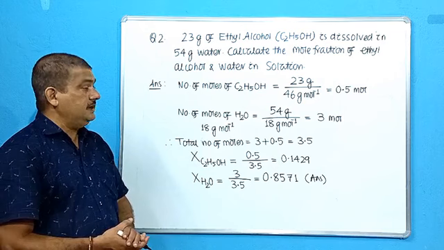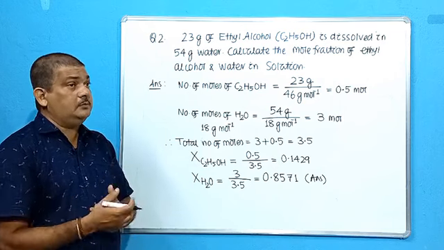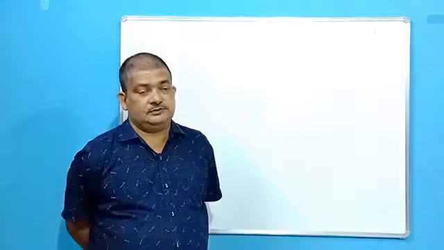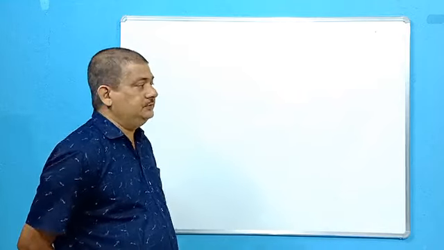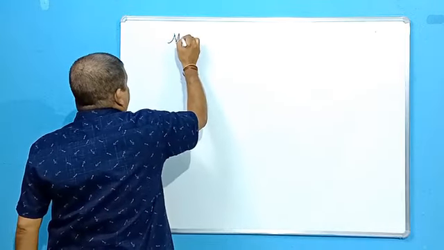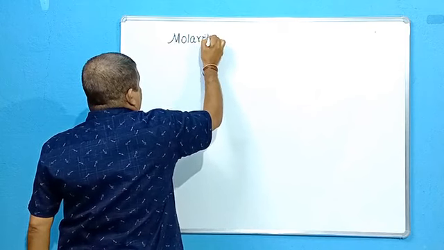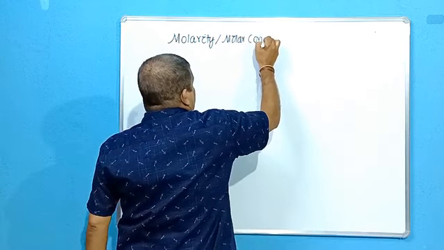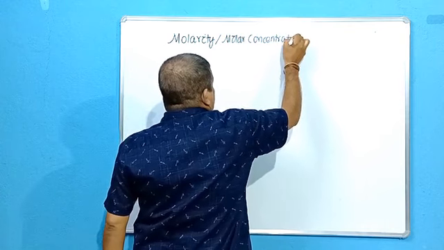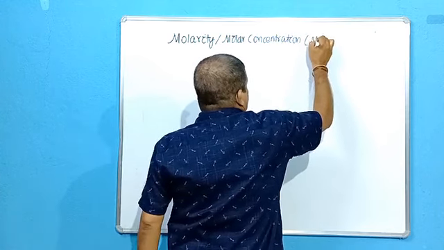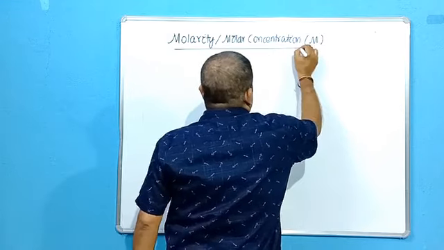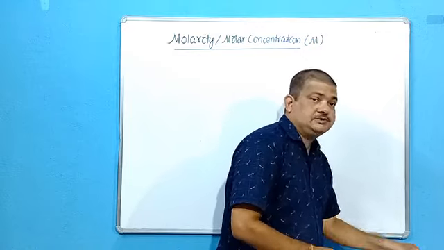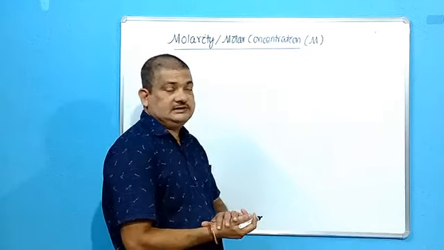Okay. So next we will go to another method of expressing the concentration, and perhaps the most important one, that is molarity or molar concentration. So next, students, as I told you, we will be discussing another important unit, that is called molarity or molar concentration, expressed as capital M. So mostly everywhere the concentration of a solution is generally expressed in terms of molarity or molar concentration.